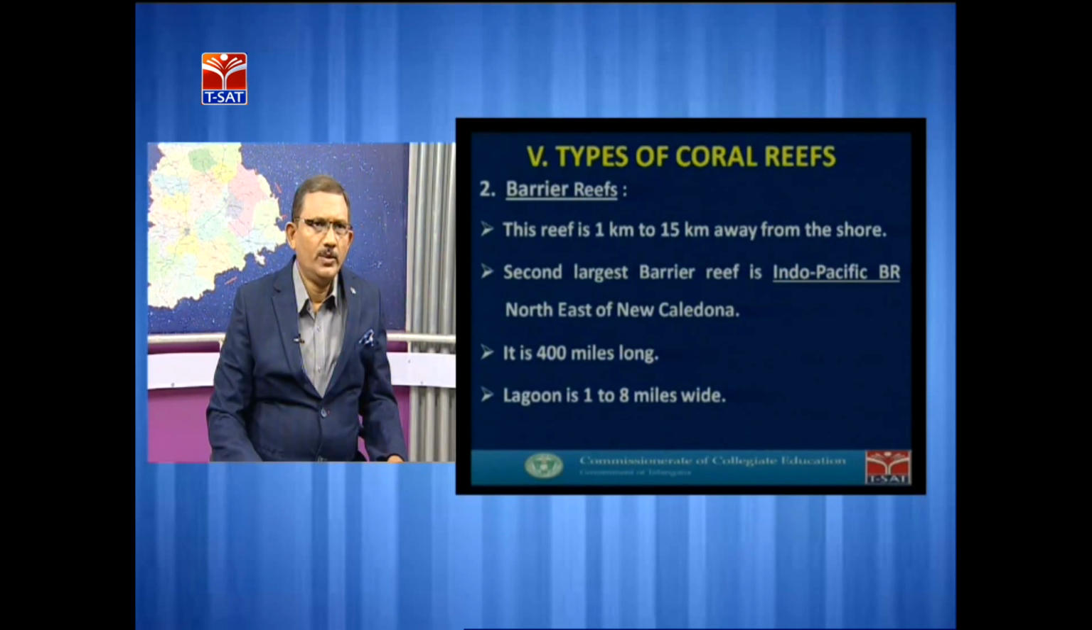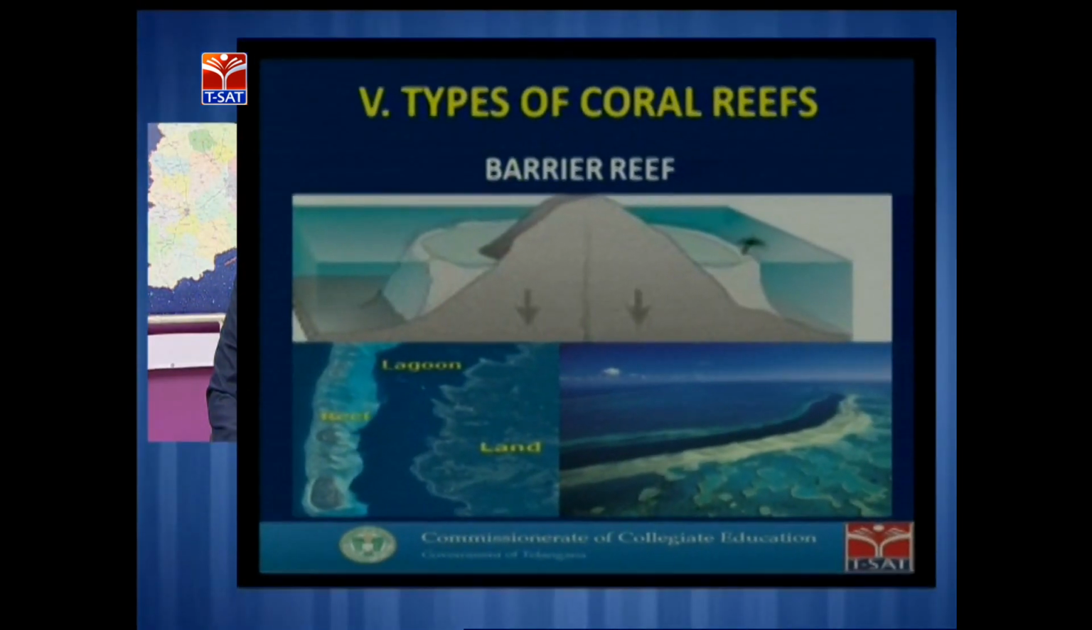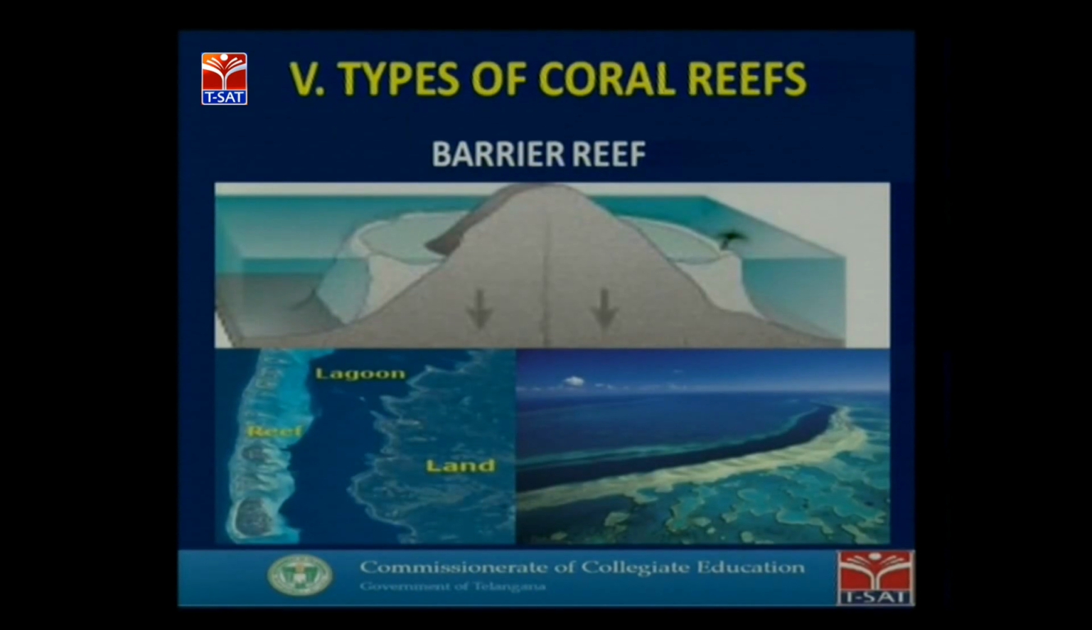This reef is 1 kilometer to 15 kilometers away from the shore. The second largest barrier reef is the Indo-Pacific Barrier Reef, which is northeast of New Caledonia. It is about 400 miles long, and the lagoon in a barrier reef is about 1 to 8 miles wide. And this is the beautiful image of the barrier reef. Here you can see the lagoon, and this is the barrier reef, and here you can see the land, the island.